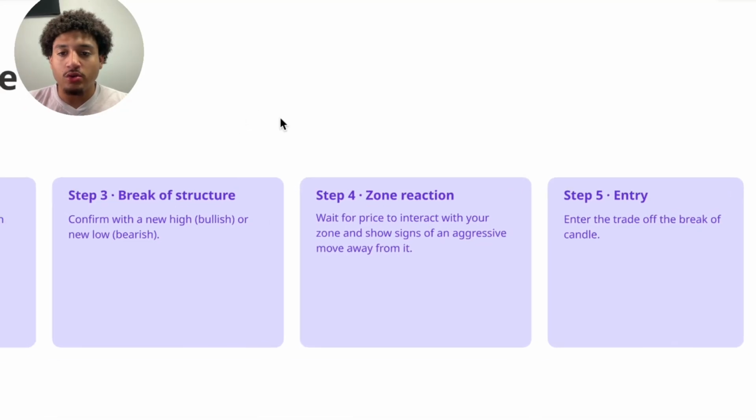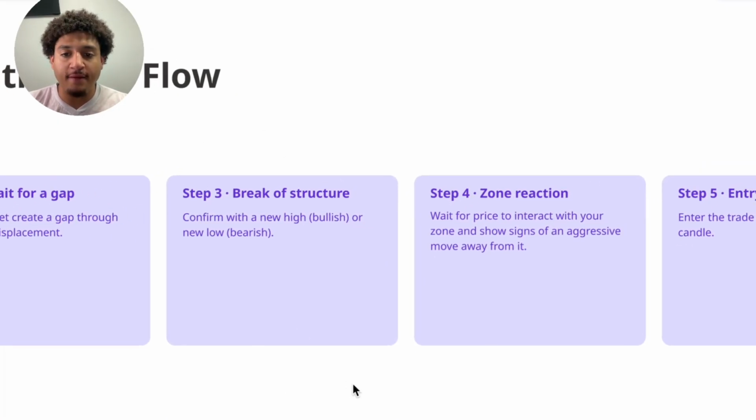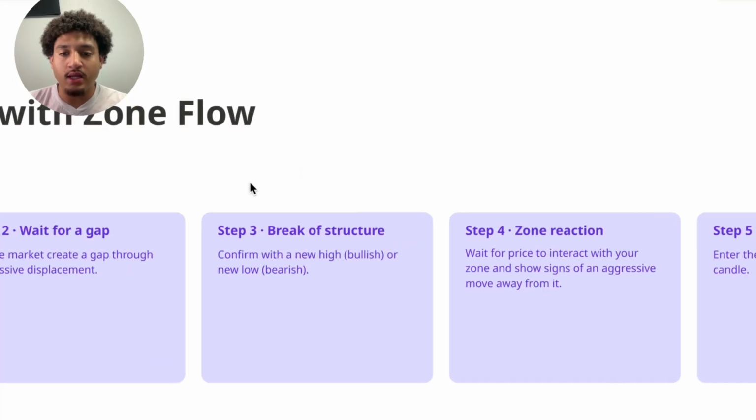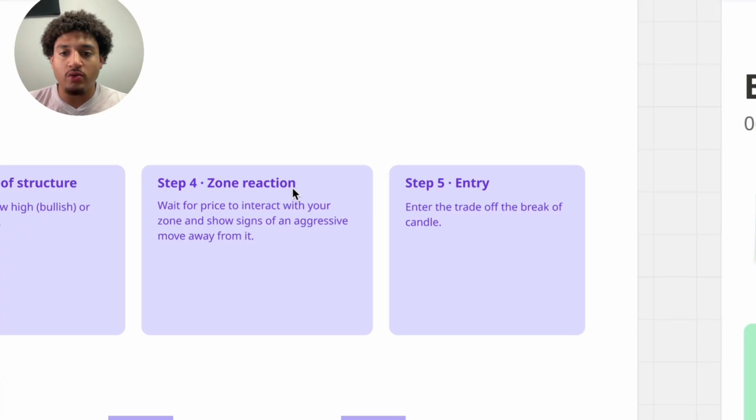Step three is break of structure. Confirm with a new high, bullish, or new low, bearish. This has to happen. We have to create a new high or a new low for me to even think about taking a trade. Now, step four is zone reaction. Wait for price to interact with your zone and show signs of an aggressive move away from it.